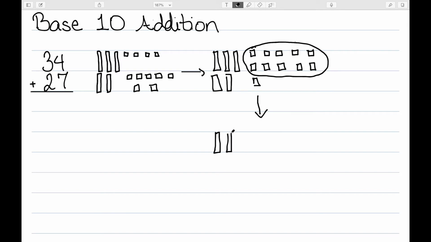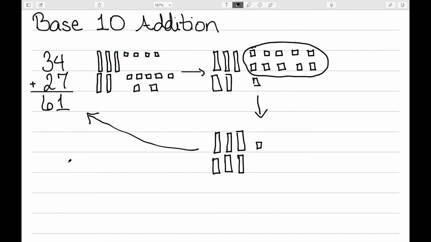So I have 3 10 rods and 2 already. We're going to take these 10 ones and trade them in for a 10 rod, and then we still have the 1 left over. And then the very last step is we're going to actually write this number in standard form. We have 1, 2, 3, 4, 5, 6 10 rods and 1 single cube. So our solution would be 61.